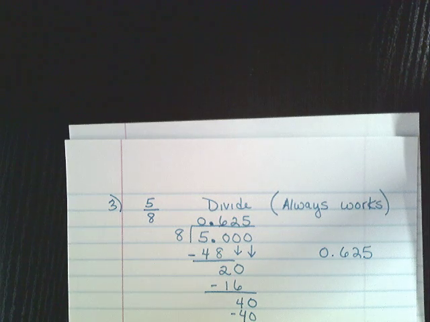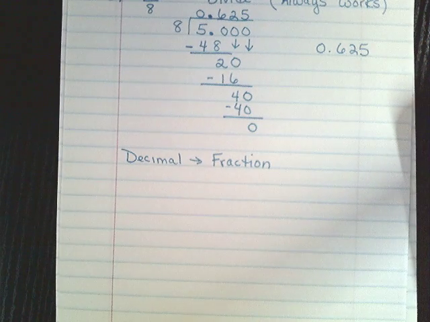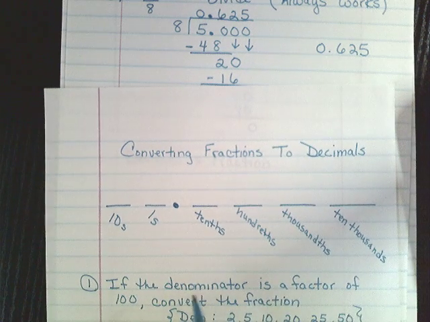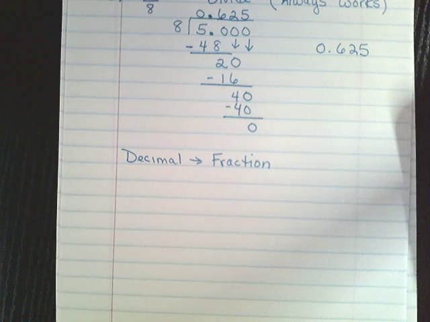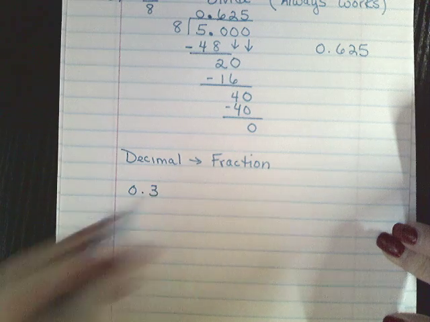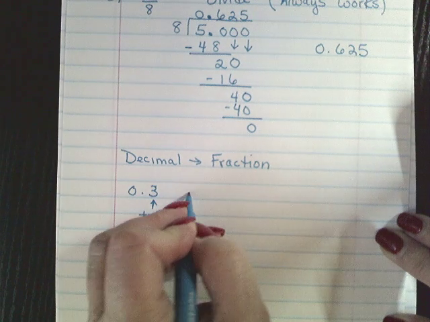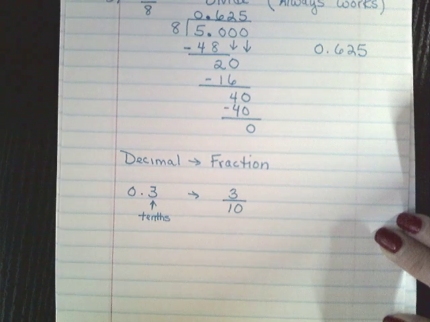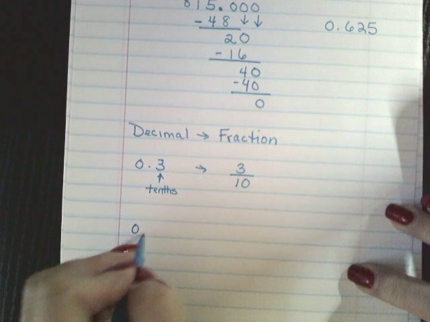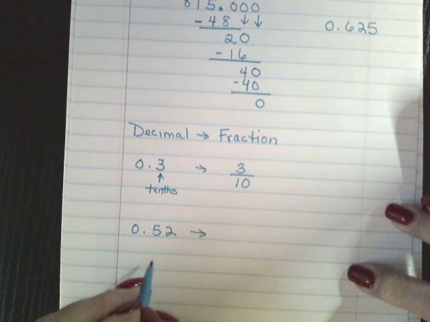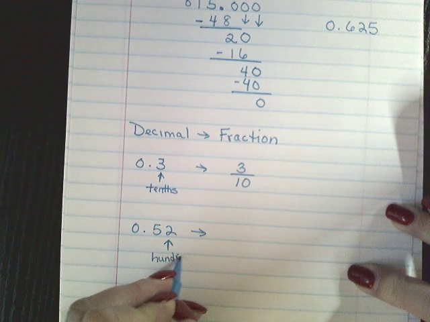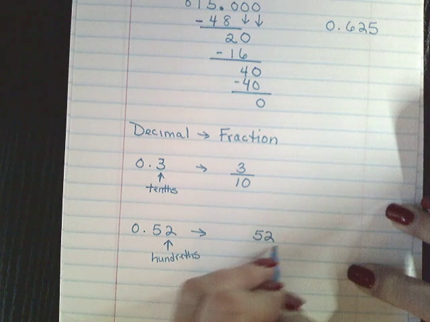All right. Now the other direction is going to go decimal to fraction. Remember what we talked about on the first page: we reminded ourselves of place value, because as you say this number, that is how you will write it as a fraction. So my first example would be, we know that this is in the tenths place. So I would write this as 3 tenths. If I have my next example, now we know that this is in the hundredths. So I would say that this is 52 hundredths.